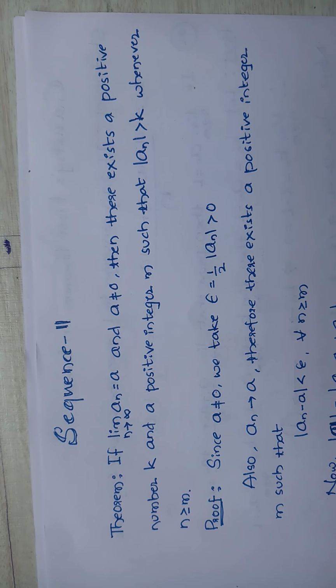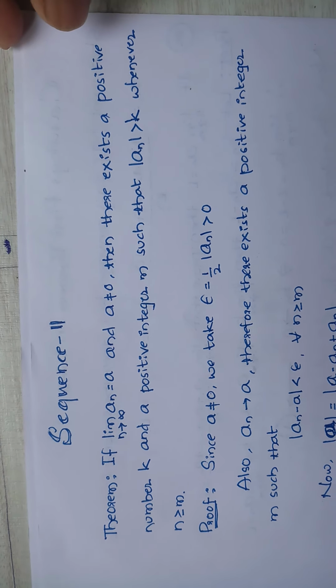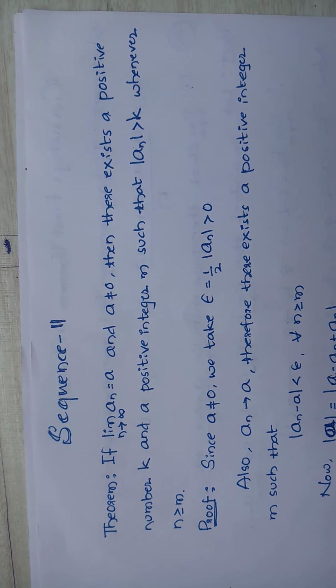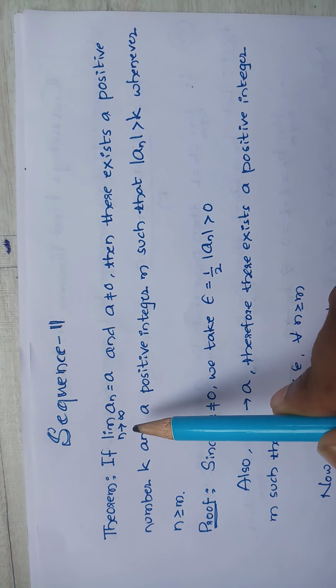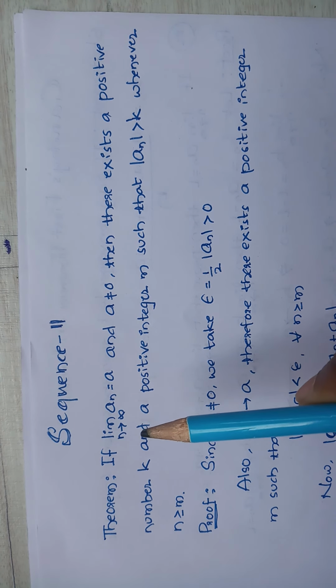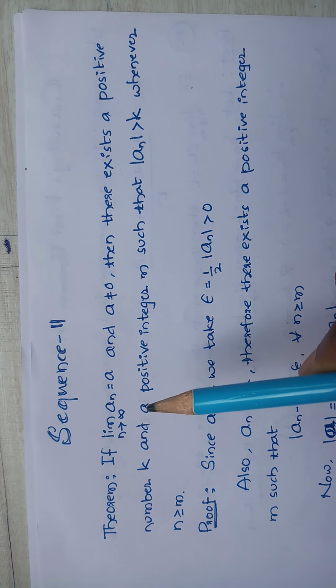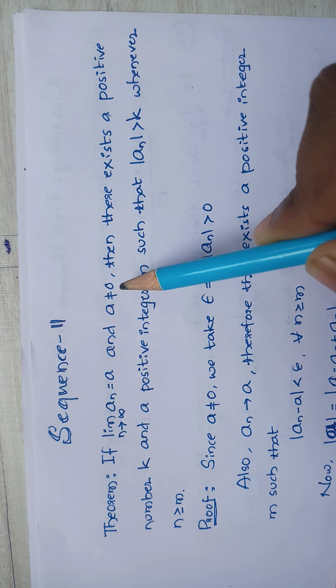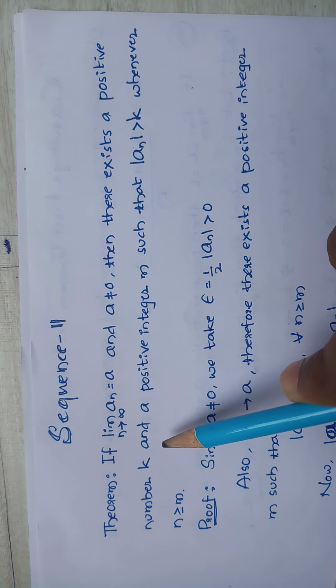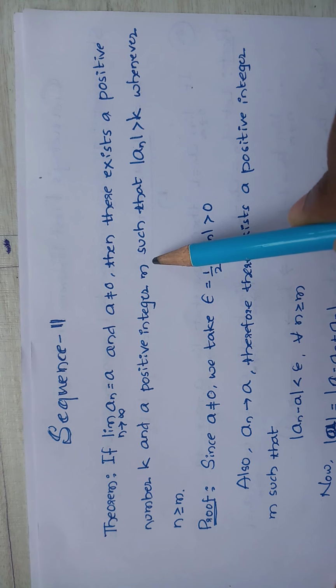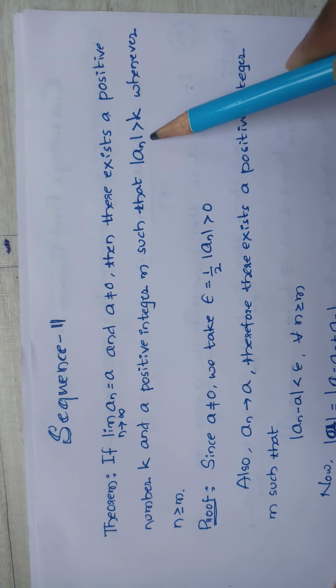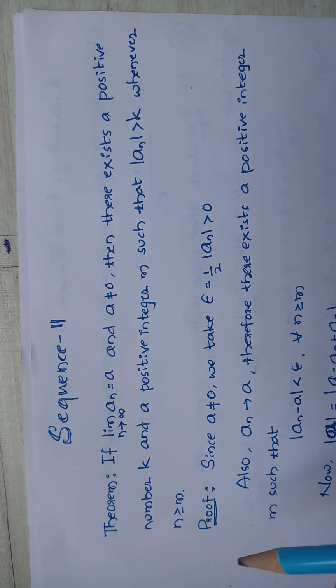Hi everyone. So let me begin your next chapter, that is sequence 2. In this, let me begin to prove a theorem, that is: if limit n tends to infinity a_n is equal to a, and a should not be equal to 0, then there exists a positive number k and a positive integer m such that modulus of a_n is greater than k whenever n is greater than or equal to m.